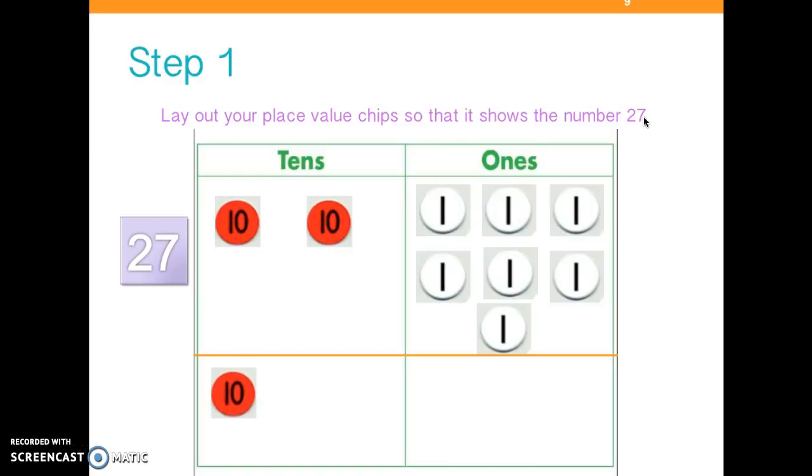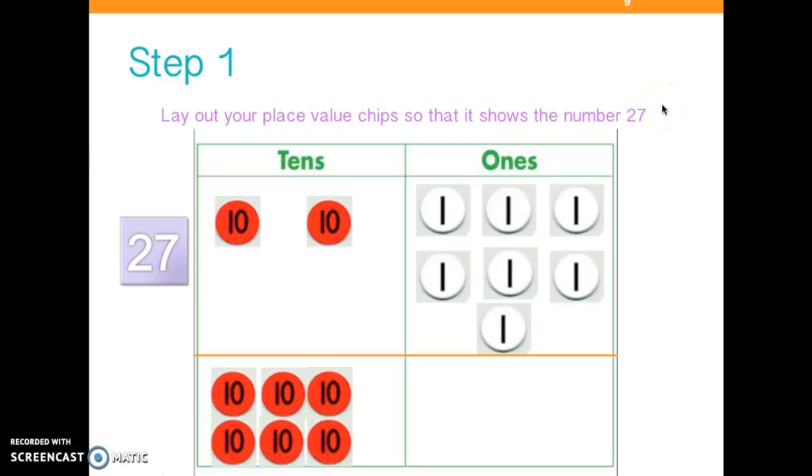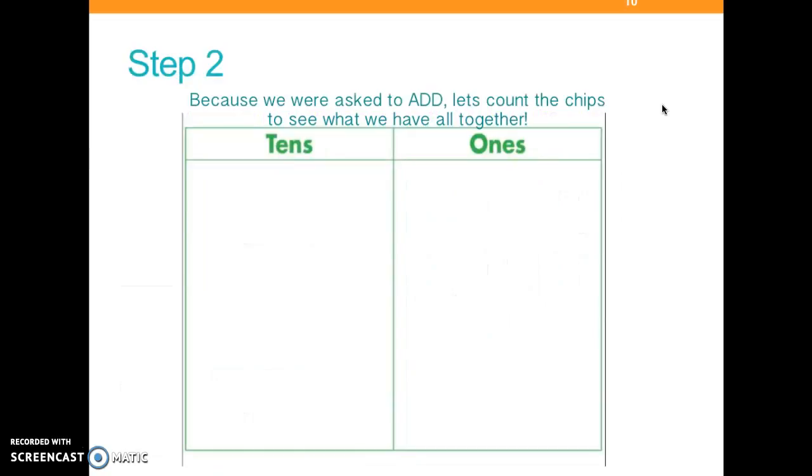Now we have to add 60. So we have 6 tens. Get rid of my 10 there. We have 60, so we're going to have 6 tens. So 1, 2, 3, 4, 5, 6, and we have 0 ones, so we don't need to worry about that. So 27 and 60. So we have to add these all together, which is going to lead into our step 2.